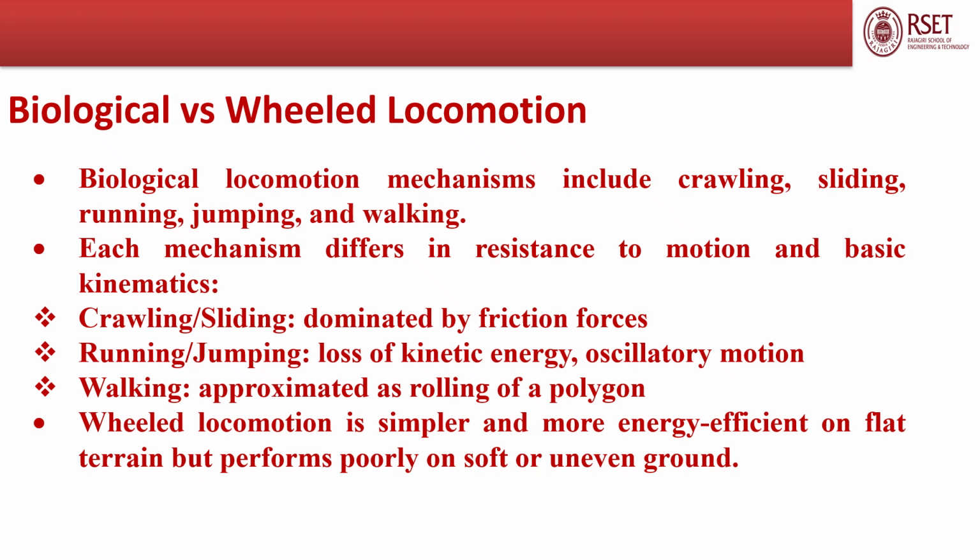Now we will see the difference between biological versus wheeled locomotion. Biological locomotion includes mechanisms such as crawling, sliding, running, jumping, and walking. Each of these mechanisms differs in terms of resistance to motion and the type of kinematics involved. Crawling and sliding are dominated by friction forces. Running and jumping involve oscillatory motion and loss of kinetic energy. Walking can be approximated as a rolling motion of a polygon, where each step represents one side of the polygon.